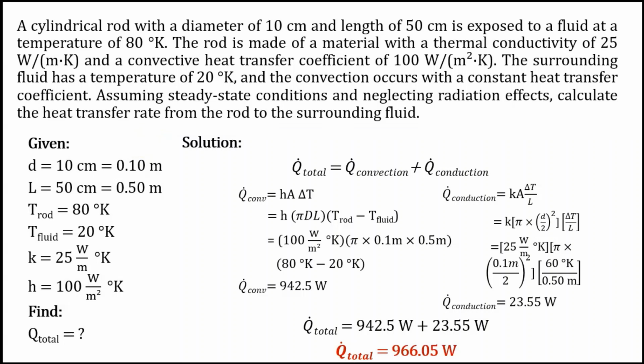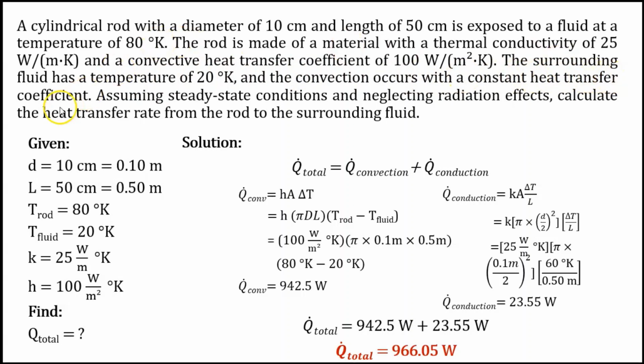In this video, we are going to solve a combined conduction convection heat transfer problem. A cylindrical rod with a diameter of 10 cm and a length of 50 cm is exposed to a fluid at a temperature of 80 degrees Kelvin. The rod is made of a material with a thermal conductivity of 25 watts per meter Kelvin and a convective heat transfer coefficient of 100 watts per square meter Kelvin.